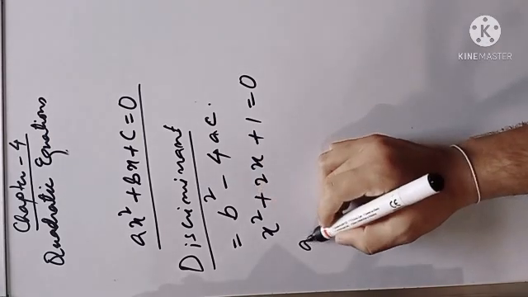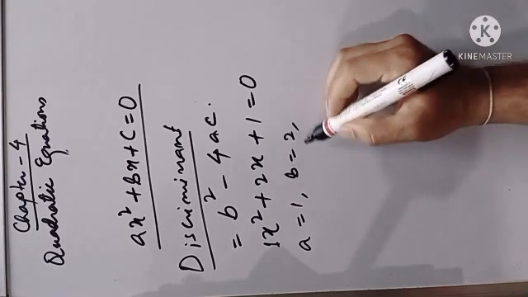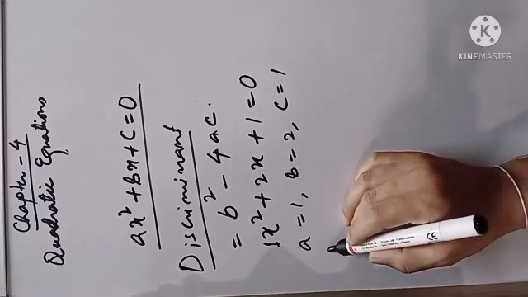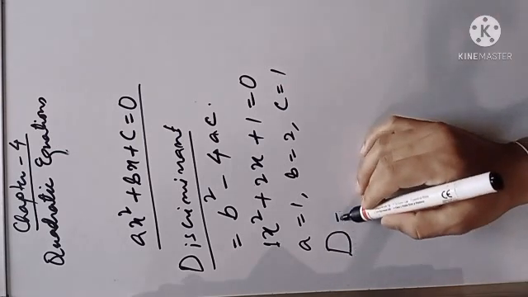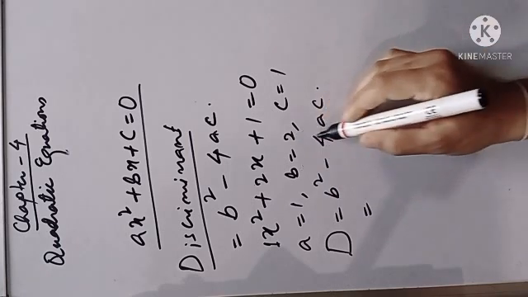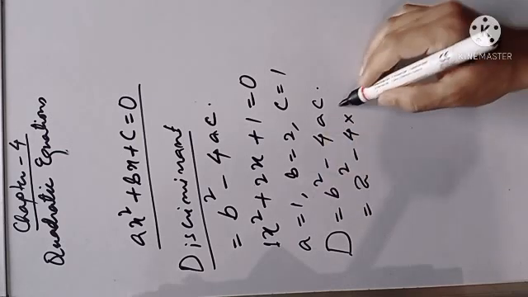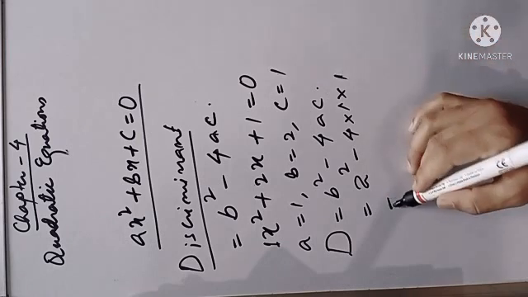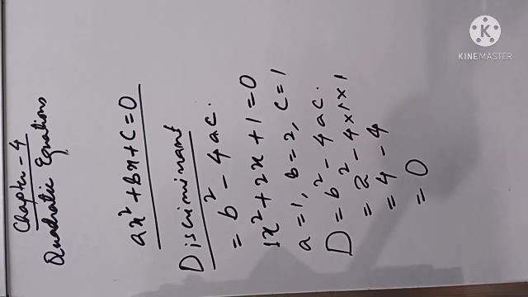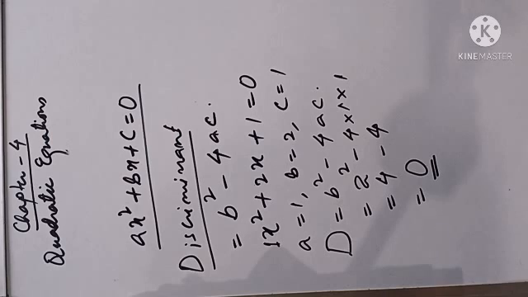So what is a here? A means 1. What is the value of b? B means 2. And what is the value of c here? C means 1. So discriminant normally we represent with capital D. So D equal to b square minus 4ac. Now what is b here? B means 2. So 2 square minus 4 into a means 1 and c is again 1. So 2 square is 4 minus 4. Then we get here 0. Now the discriminant is how much? This is 0. This is how we find the discriminant.